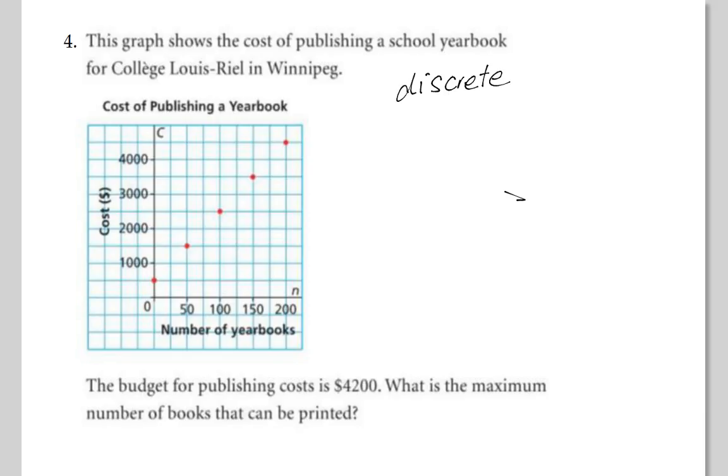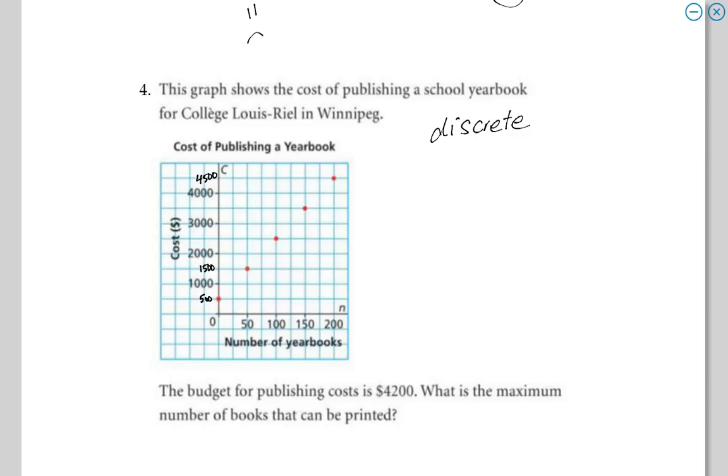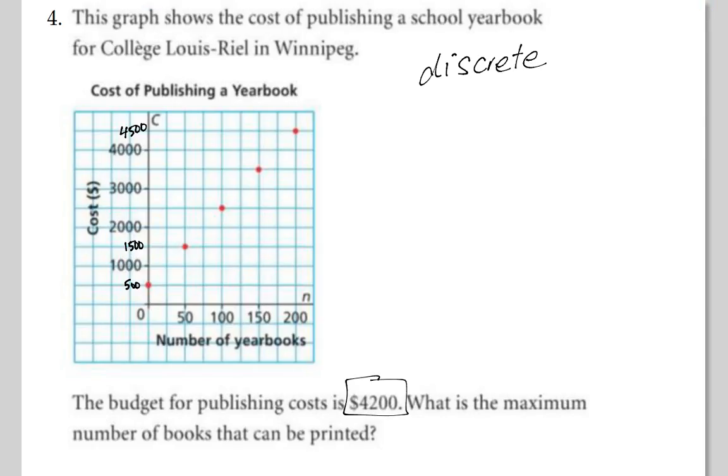Let's go answer the question though. The budget for publishing costs is 4,200. What is the maximum number of books that can be printed? We can use the graph to get an estimate. What are those scales going up by on the y? Each one is going up by 500. So this one here is 4,500. And they said they have 4,200, so it's going to be somewhere in between here.